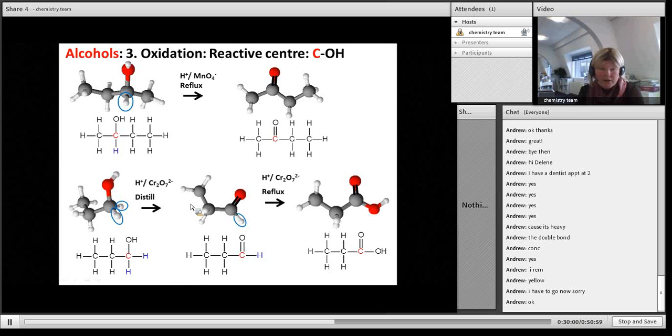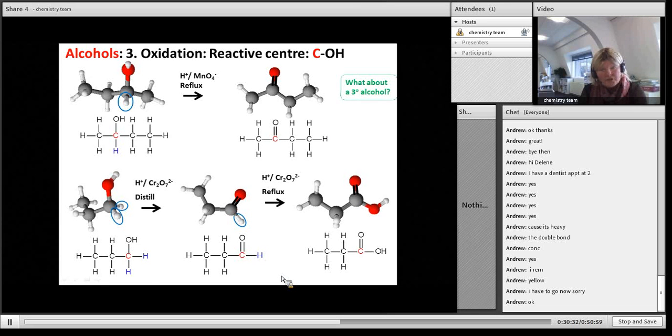So if I wanted to go all the way straight through to the carboxylic acid, all I would do is take my dichromate, but I just simply reflux it. The same thing as up here. I just reflux it, and any aldehyde I make just carries on being oxidized to form the carboxylic acid. So remember that carbon has got a hydrogen attached, which can also be removed, and that's why it can be oxidized further. Ketone doesn't have a hydrogen attached, so it can't be oxidized further.